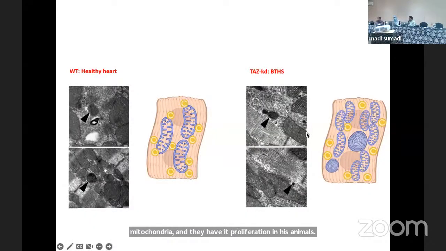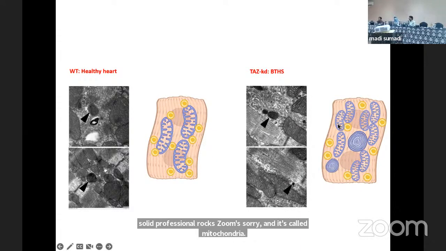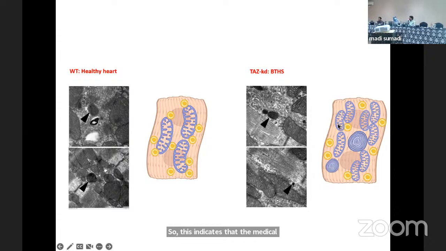And then we come to a hypothesis based on these images. In the normal healthy heart, you have many mitochondria and also many peroxisomes. But in the Tafazzin knockdown, where you generate this mouse model of Barth syndrome, there is a proliferation of peroxisomes, sorry, and swollen mitochondria. So this indicates that the mitochondrial function is impaired because they're not healthy.